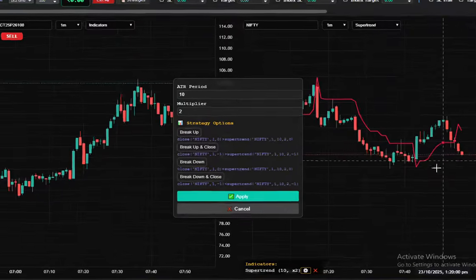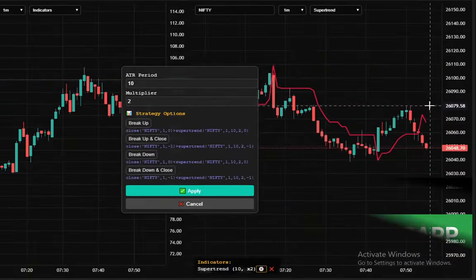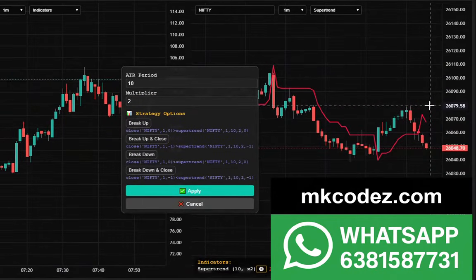Similarly, you can also use break down to place order when the price touches below the Supertrend, and break down and close. Break up and close to place order when the price closes above the Supertrend. Okay, I hope you have understood how to automate the Supertrend strategy directly from the chart.